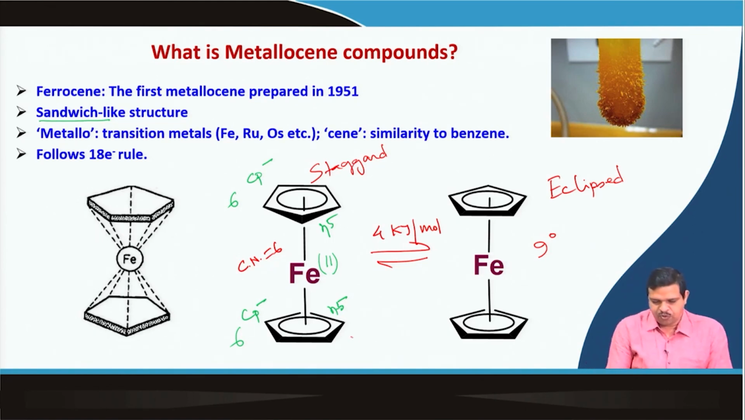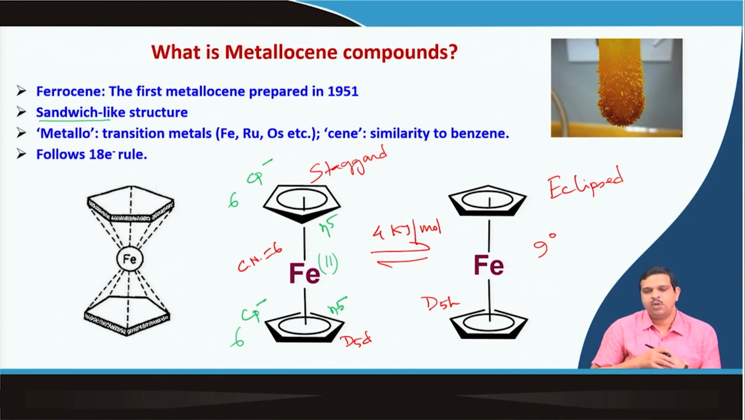And you know the point group. For the eclipsed form it is D5h, and for the staggered it is D5d. So this can be taken as homework: find out and assign the point group, and show the symmetry, how you reach the D5h and D5d point groups by drawing the planes and the axes.